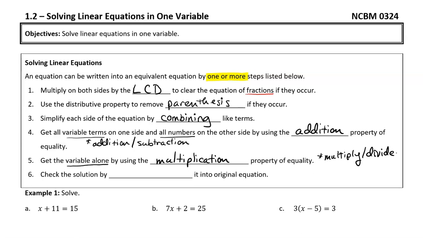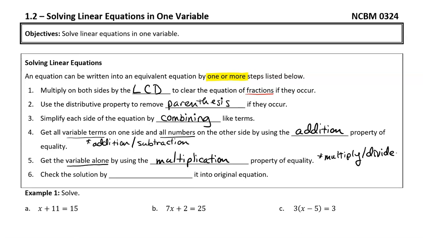We want to get that variable by itself. So we're going to divide or multiply away any coefficients it may have to isolate that unknown value. And that's what it means to solve an equation, right? We're finding the value that's going to make that equal sign be true.